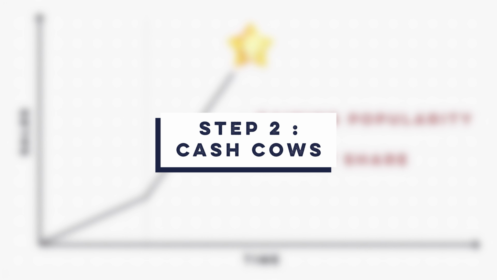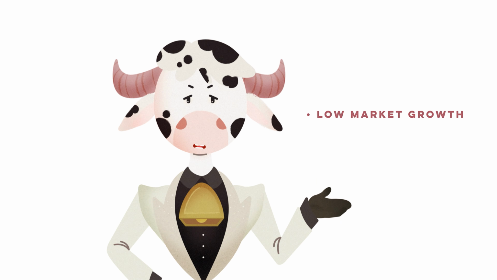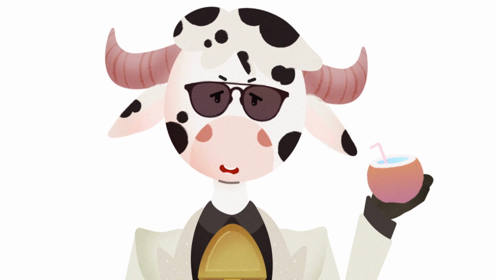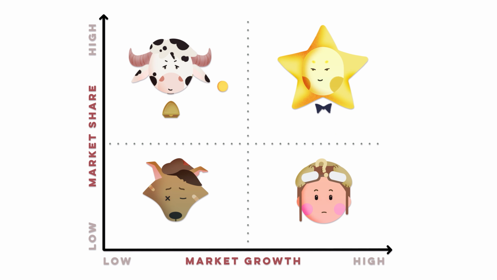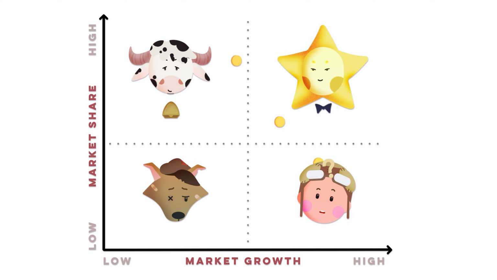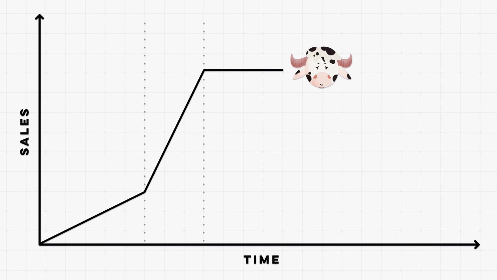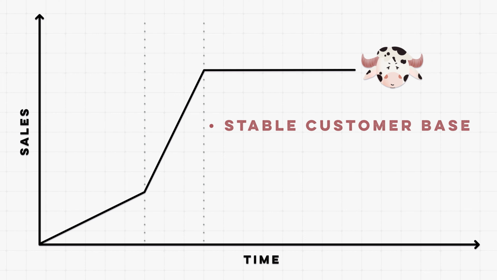Step 2 are cash cows. Cash cows are products with low market growth but high market share. These products generate steady revenue with minimal investment. Companies use cash cows to fund other business activities and invest in the stars or question marks. Cash cows often correspond to the maturity stage of the product lifecycle, where products have a stable customer base and generate consistent profits.